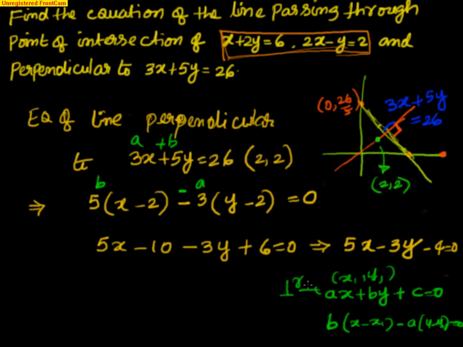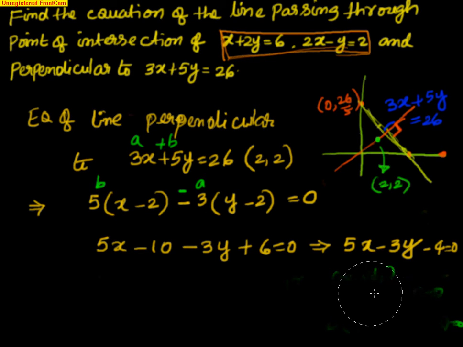We have seen that in the last videos. You can refer back to the video where we covered parallel and perpendicular lines to a specific line, if you are not getting it. We'll not spend much time on it, we'll just go ahead. So this is 5x minus 3y minus 4 equal to 0.